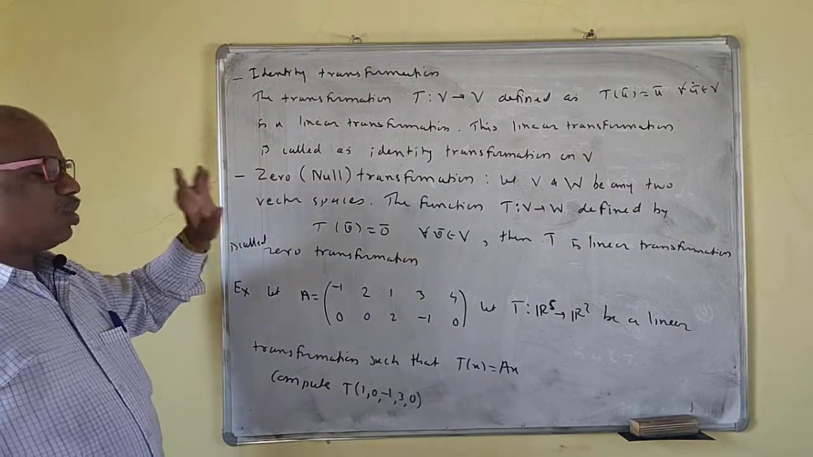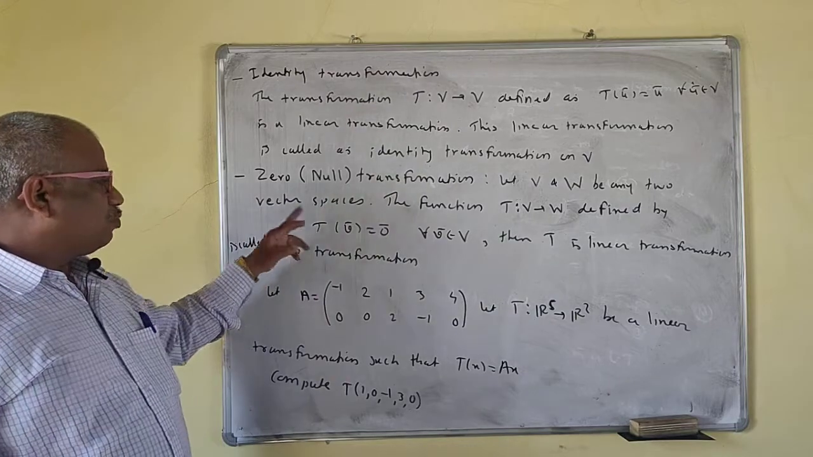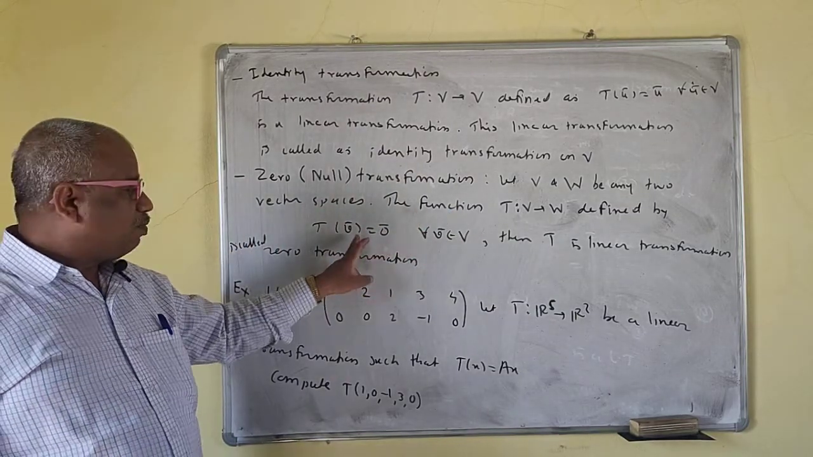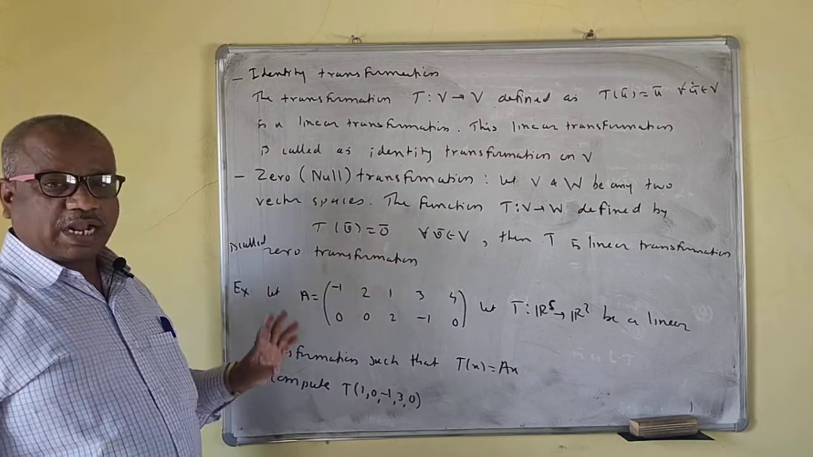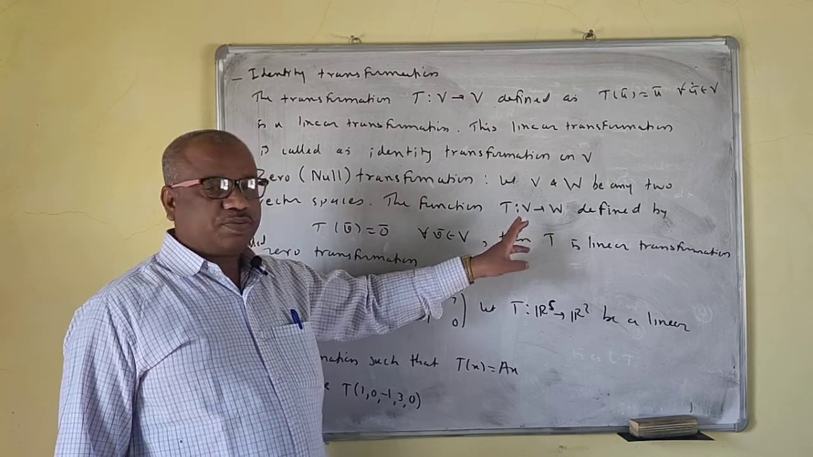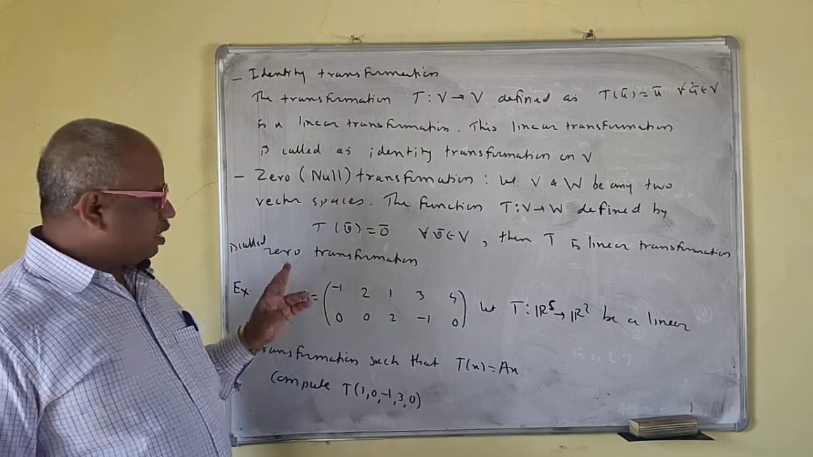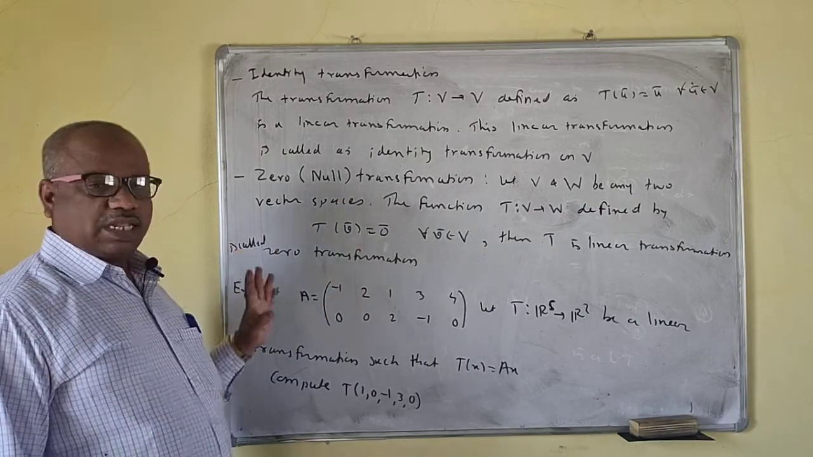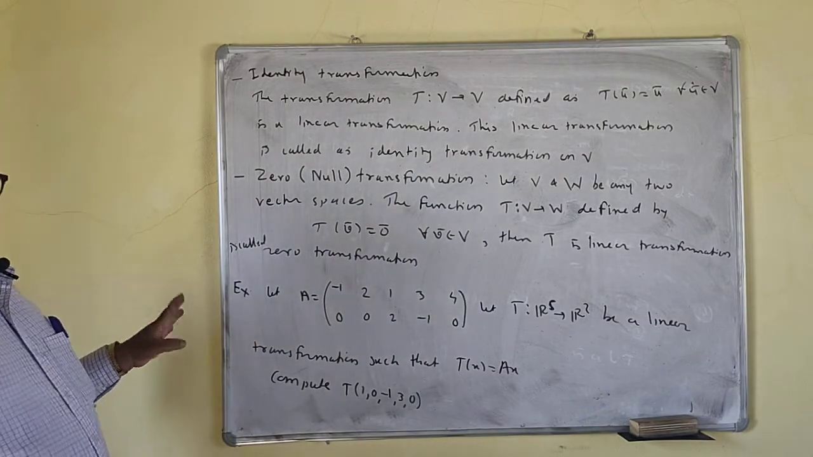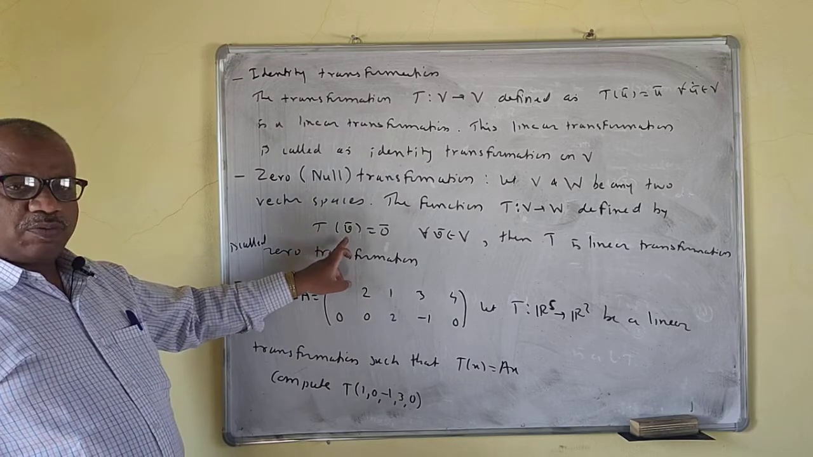Now the zero transformation or the null transformation. Let V and W be vector spaces. The function T from V to W defined as T of v bar is equal to 0 bar for all v bar, that means the image of all the elements of the domain of T is zero. Then this is a linear transformation, and it is called the zero transformation or the null transformation.